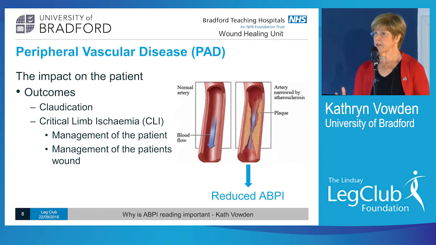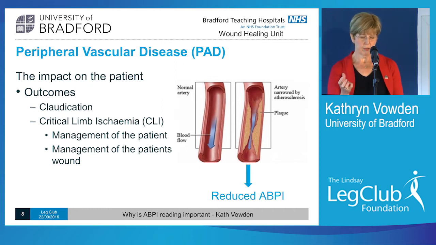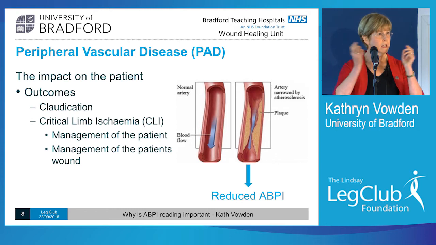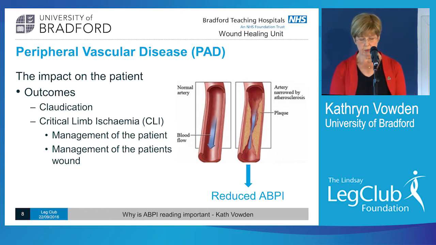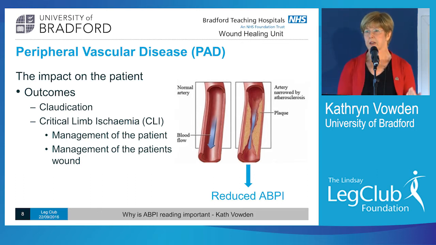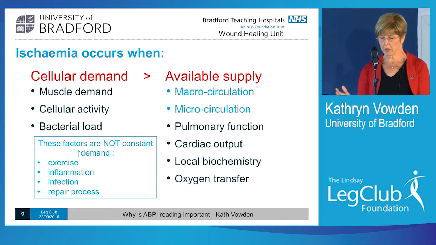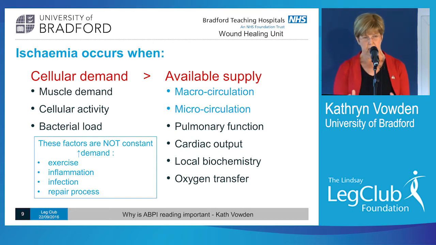But of course, the effect that the plaque has on the blood vessel can have a difference in how the blood flows and the blood rheology. So we need to be aware of that and how we can prevent ischemia. But we have to think as well that ischemia is not a constant factor. Ischemia can develop when cellular demand is greater than available supply.